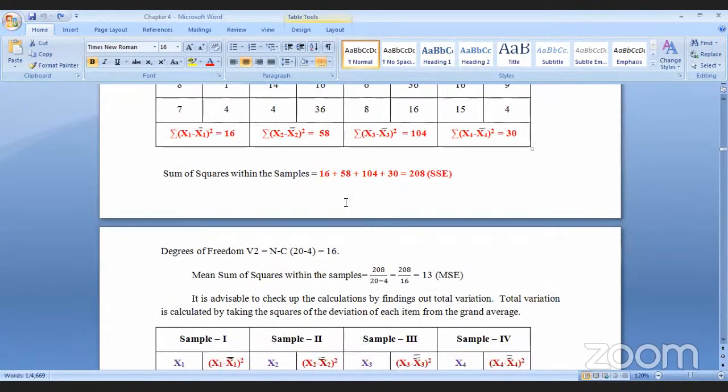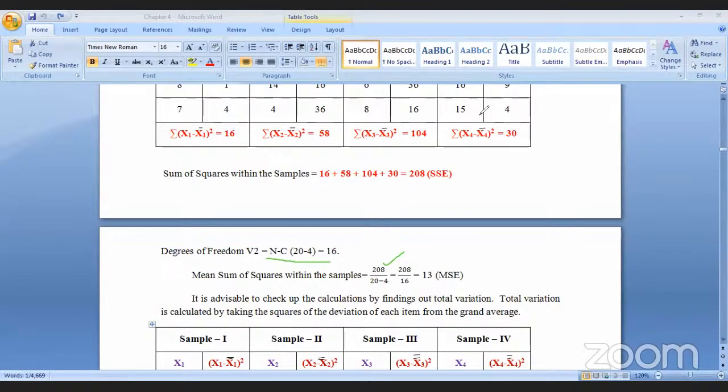Sum of square within sample is equal to 16 plus 58 plus 104 plus 30, that is 208. Then degrees of freedom, the principle is N minus C. N stands for total number of samples, C stands for columns. Total number of individual samples are 20. 20 minus 4, that is 16. Mean sum of square within sample is MSE by N minus C, that is 208 divided by 20 minus 4, that is 13. MS is equal to 13.